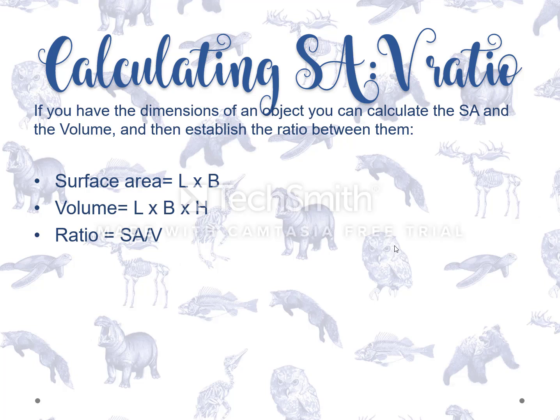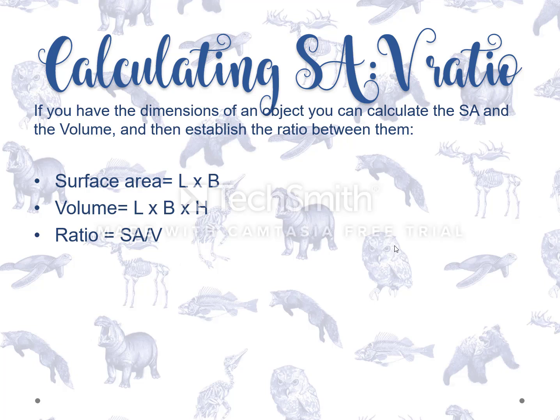If I was going to work out the ratio, I would take the surface area divided by the volume. So 20 divided by 180. And if you just figure that out, 20 goes into 180 6 times. So it would be 1/6. Okay, that's the surface area to volume ratio.